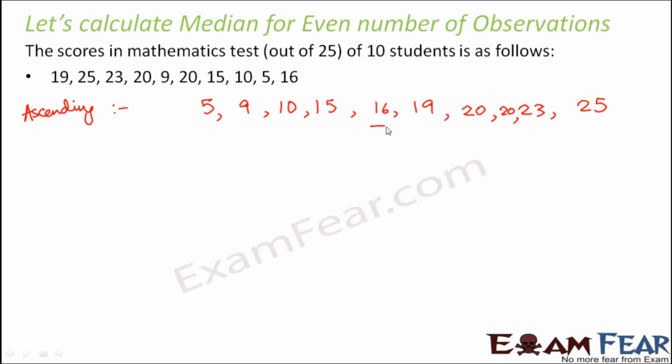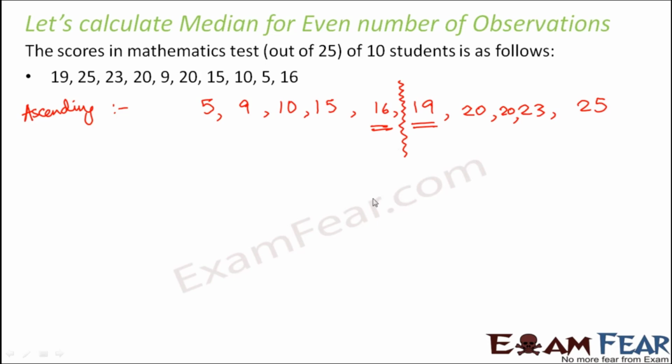So if you consider 16, on this side you have 4, but on this side you have 5. So 16 is not the middlemost number. If you consider 19, on this side it is 4, but on this side it is 5. So 19 is also not the middlemost number. But basically, the middlemost number should lie somewhere in between these two, right? Because on this side you have 5, and on this side also you have 5.